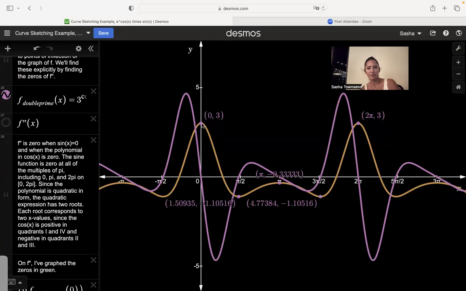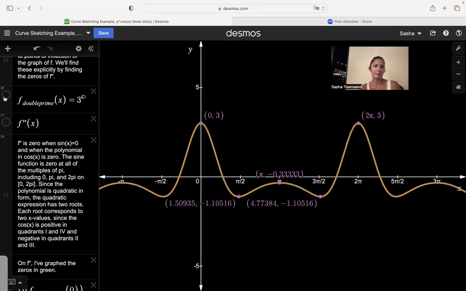So where the first derivative is decreasing, the second derivative is negative. Where the first derivative is increasing, the second derivative is positive. First derivative decreasing, second derivative negative. First derivative increasing, second derivative positive. And then the first derivative is decreasing again, and the second derivative is negative, and it just repeats that pattern over and over again. And then again, when the second derivative is negative, the original graph is concave downward, and when the second derivative is positive, the original graph is concave upward.